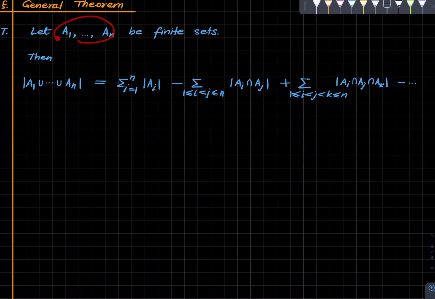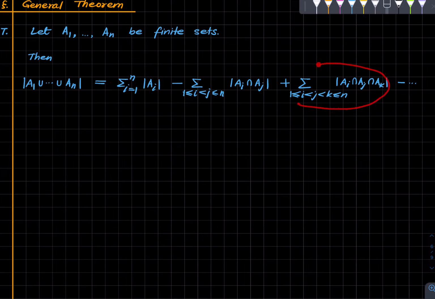Suppose we have n finite sets, n is any positive integer. Then the cardinality of the union of all of them is, first you sum the cardinalities of the individual ones, then you sum the cardinalities of all the pairwise intersections. So there are n choose 2 intersections that you can form, and you sum up the cardinalities of all of them, but with a minus sign. And then now with the plus sign, so the signs alternate. This was a plus, minus, dot, dot, dot.